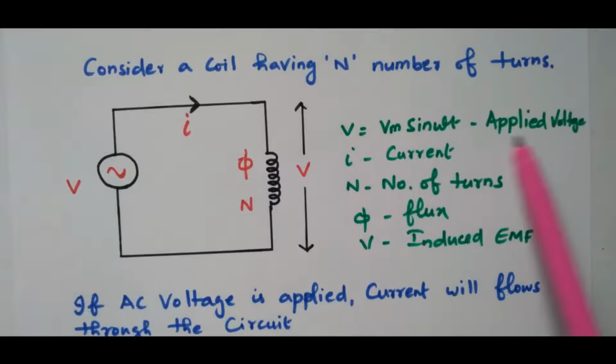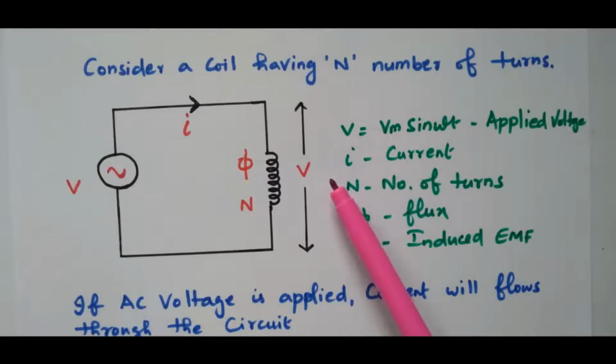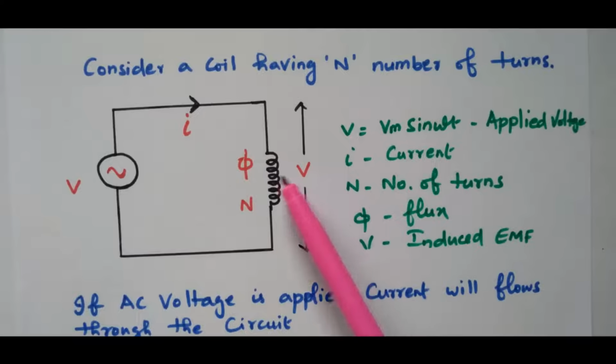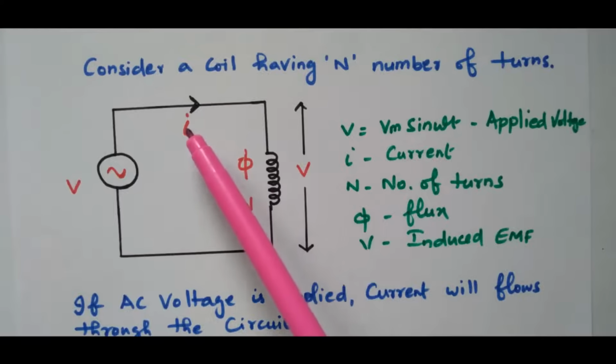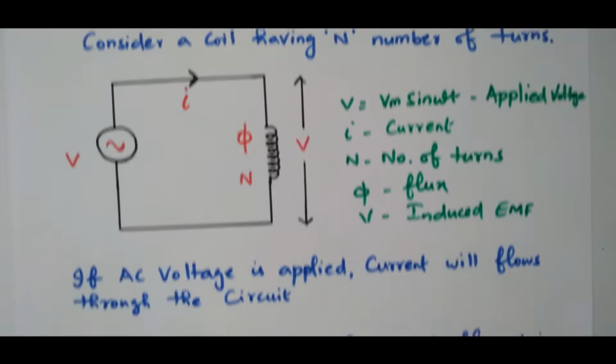Right? So their details are given here. V equal to Vm sin omega t. I is the current. N is number of turns. Phi is the flux. V is the induced EMF. Now we'll see the derivation. What is the self-inductance of the coil? So we need to remember two things. This V depends upon flux as well as current.